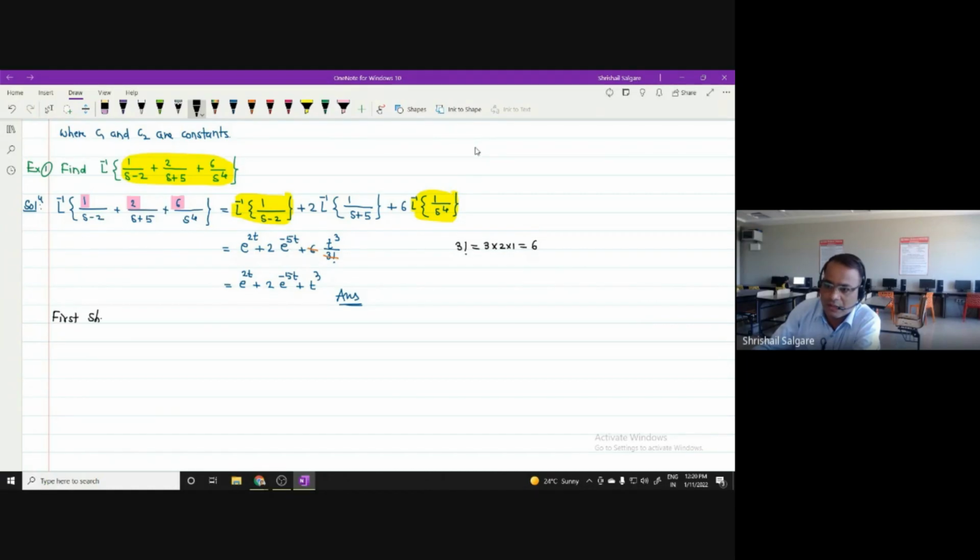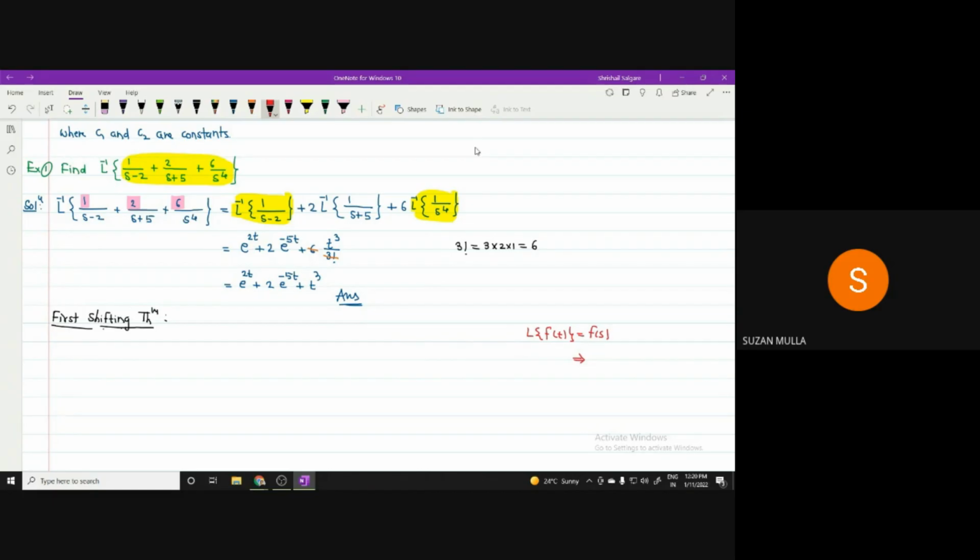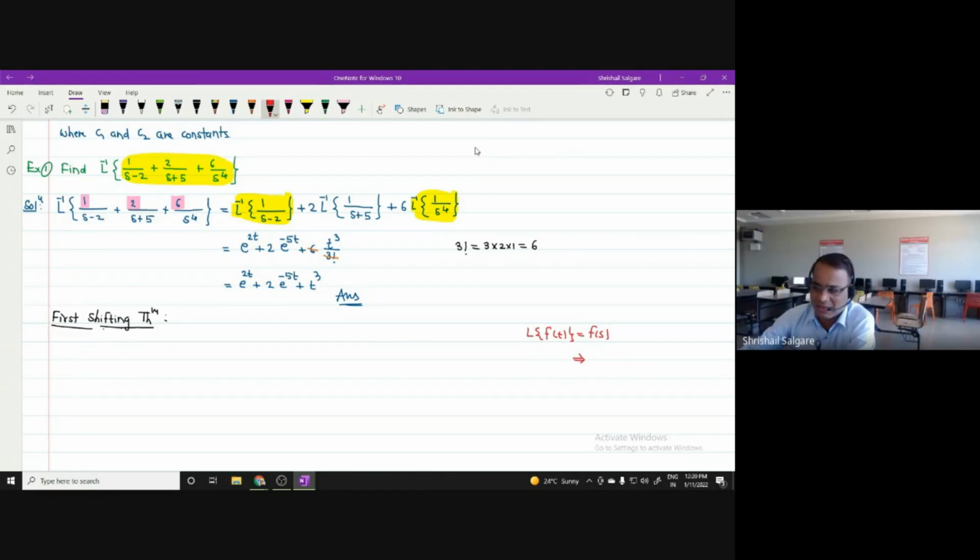First shifting theorem. Yes, can anyone tell what is the statement? L of f of t is f of s, then, right? Same thing, na? Yes, who is that? Okay, next one. Not clear. Pratiksha, once again, can you repeat?